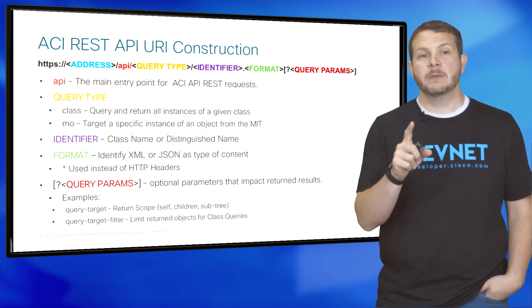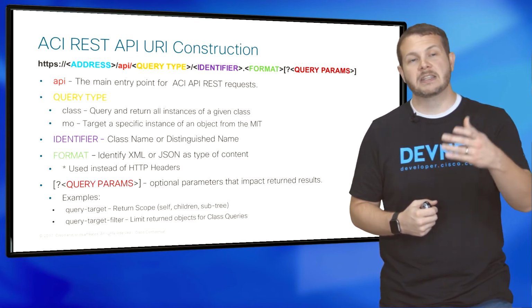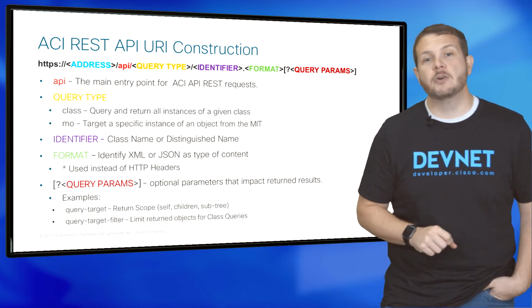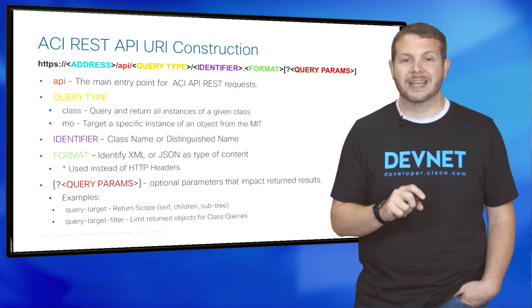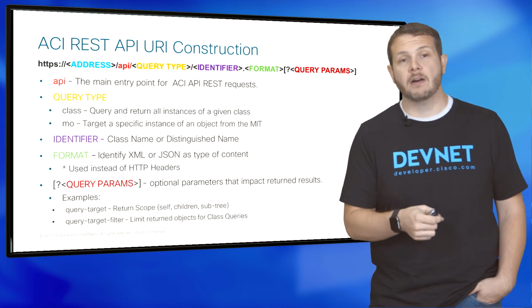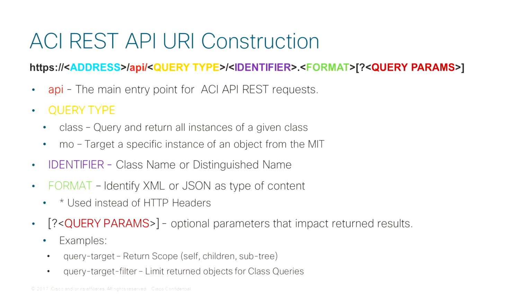Now this is different than the more typical use case for how you distinguish formats with a REST API by using HTTP headers. The ACI API uses this .format mechanism in the URI. And then finally our URI will have an area for query parameters. These are optional parameters that can control the results that are returned. For example, we can use query-target to either return back just the object that we specified, that object's children, or the subtree, which would be both the object and its children. And then for class queries, the query-target-filter gives us the ability to return only a subset of all of the elements inside of a particular class.